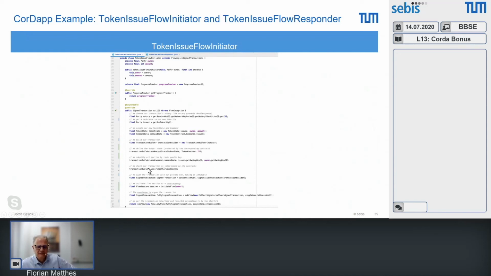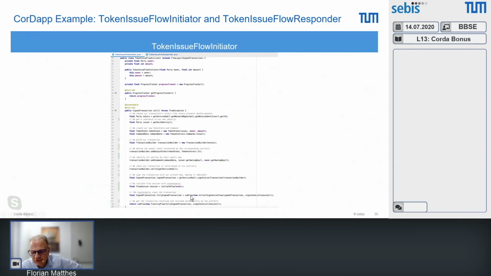Then we define that a verify should start after we created the transaction. And once we have that, we sign the initial transaction and create a new session object, and then execute or define a sub workflow which is based on a collect signature flow, based on the signed transaction and the single list of a current session to create this subflow.